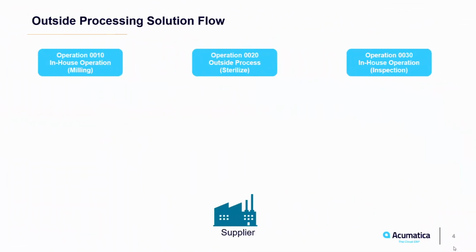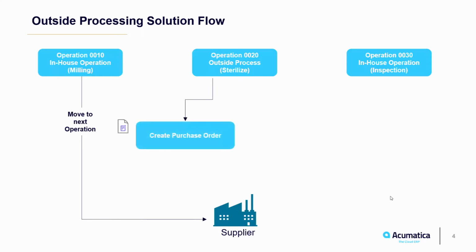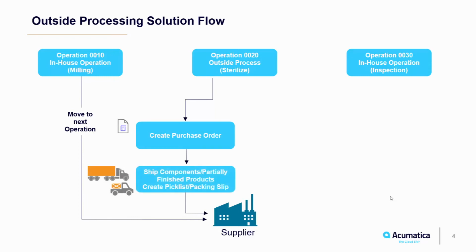So let's take a look at what the process flow would look like if we were producing the scalpel. We have 3 operations: milling, outside processing, and inspection. Once the items have been completed on Operation 10, they will be moved to Operation 20. For Operation 20, we will need to create a purchase order for the service. Then we will create the pick list and packing slip to ship the milled scalpel to the subcontractor to be packaged and sterilized. Once the subcontractor finishes the service, they will ship the items back, where we will receive the purchase order and charge the service to the production order.